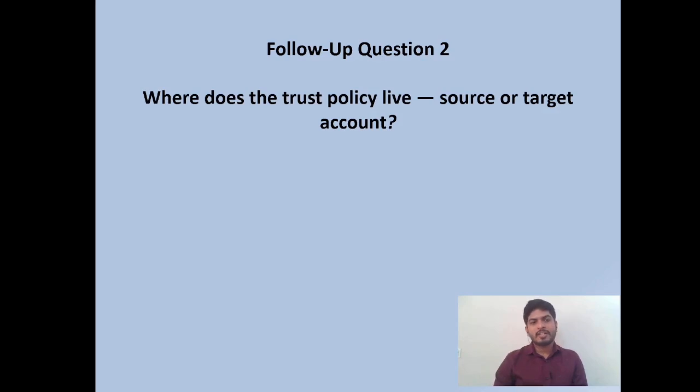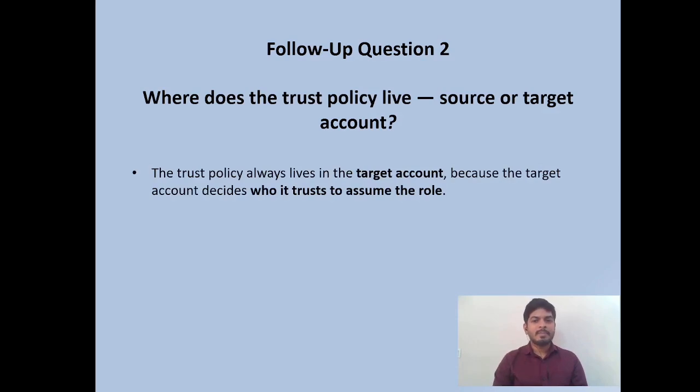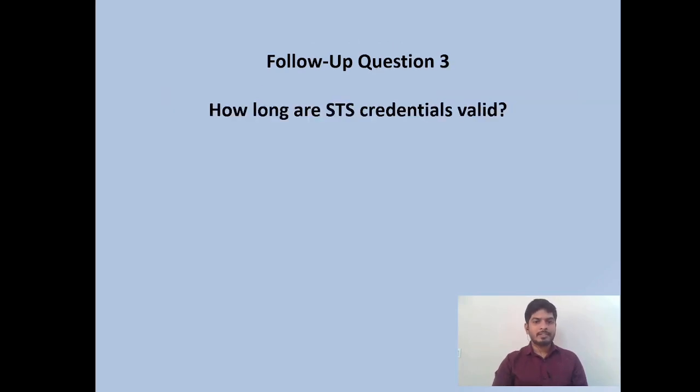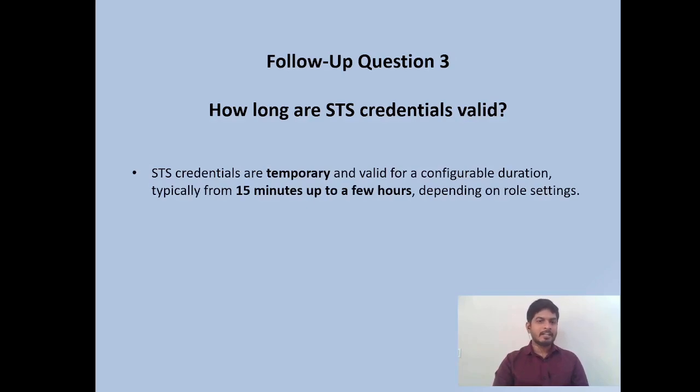The second follow-up question can be, where does the trust policy live, source or target account? The trust policy is always present in the target account because the target account decides who it trusts to assume the role. The third question can be asked like, how long are the STS credentials valid? STS credentials are temporary and valid for a configurable duration. Typically, it ranges from 15 minutes to a few hours. That also depends on the role setting.